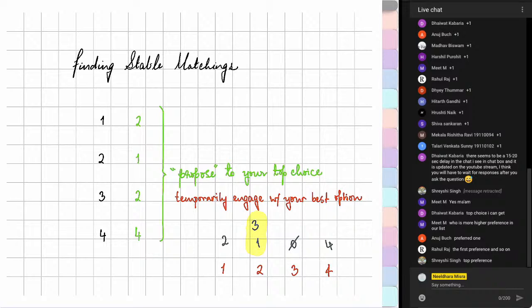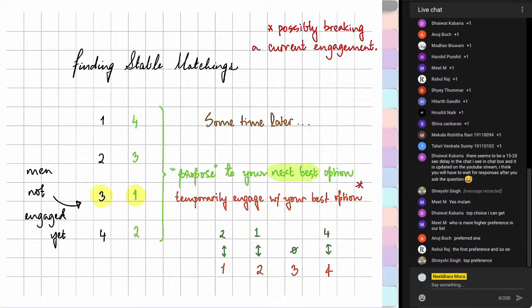And you continue to propose. So you just try again, and the same scene is going to play out with a small difference, which is that to begin with, all the women were also single. But now, when women start receiving proposals, it's possible that they are already in an engagement from a previous step.